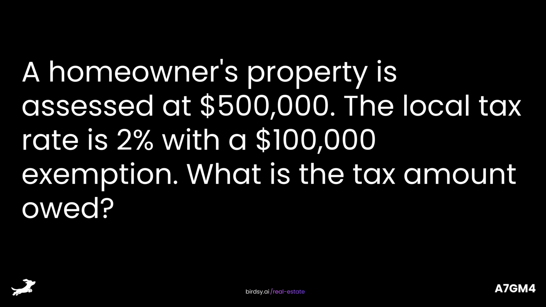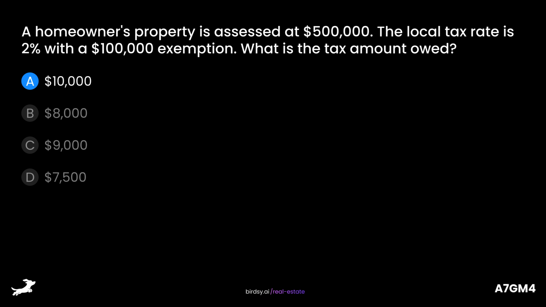A homeowner's property is assessed at $500,000. The local tax rate is 2% with a $100,000 exemption. What is the tax amount owed? Is it A, $10,000, B, $8,000, C, $9,000, or D, $7,500? The answer is B.